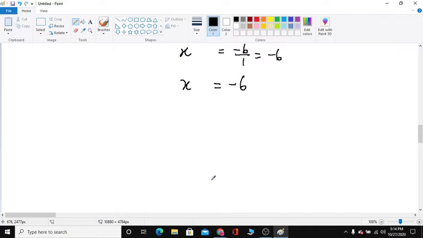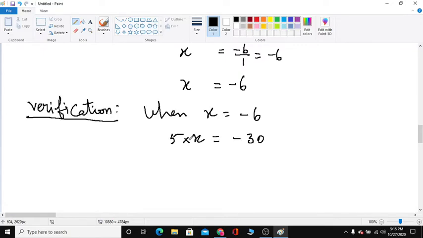5x is 5 into x is equal to minus 30. In between 5 and x, a multiplication symbol is there. In algebra, in 6th class, you already learned that in the algebra chapter we remove the multiplication symbol because it looks like the letter x. So 5x here is 5 into x. First you write it in product form, is equal to minus 30. Now you substitute x is equal to minus 6, so in the place of x substitute minus 6.